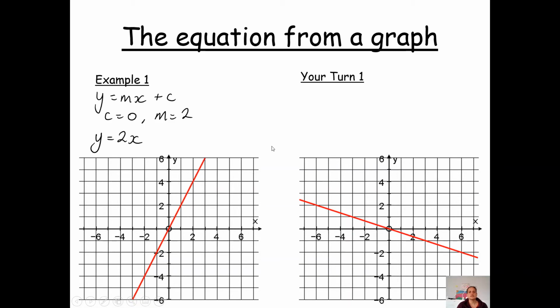The gradient is the change in y divided by the change in x. So I've gone 2 in the y direction and 1 in the x direction. Your turn. You try this one.